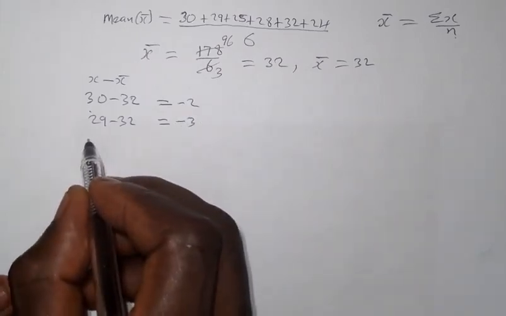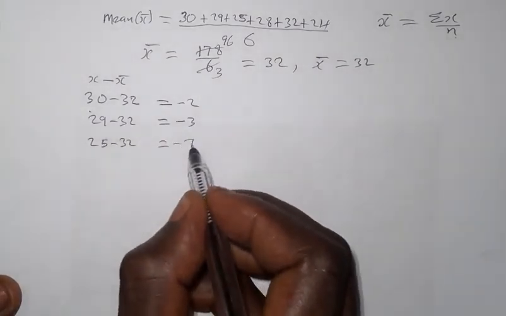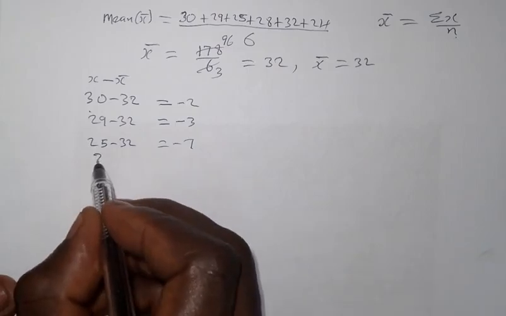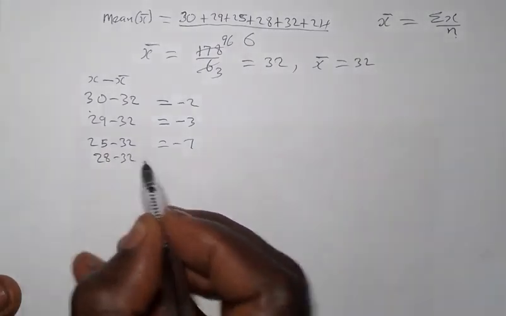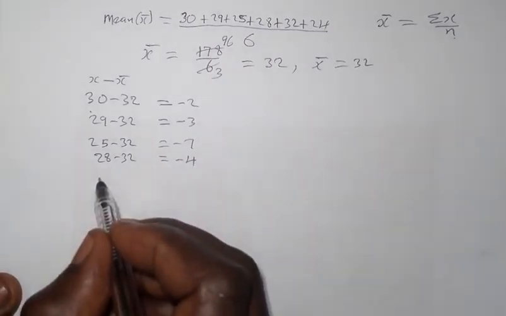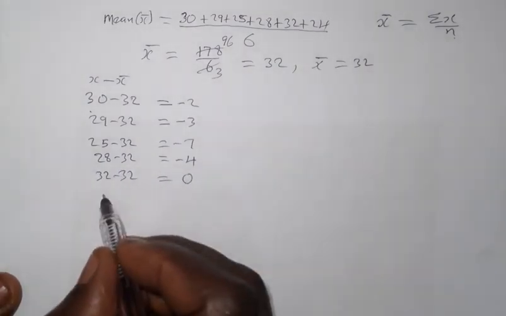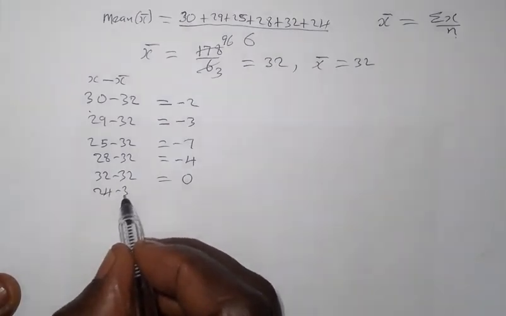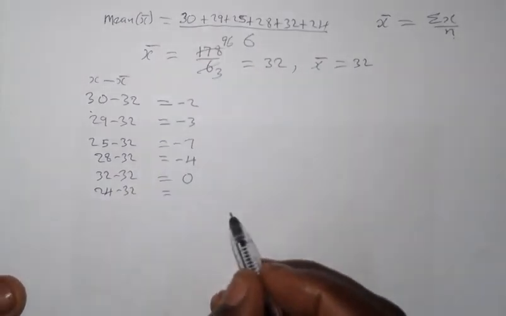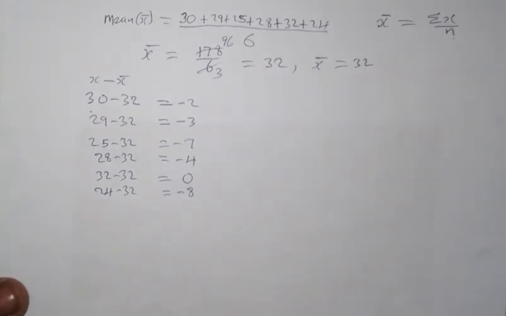And then the next one, 25 minus 32, gives us minus 7. Then 28 minus 32 gives us minus 4. The next one is 32 minus 32, which is definitely 0. Finally, 24 minus 32 gives us minus 8.